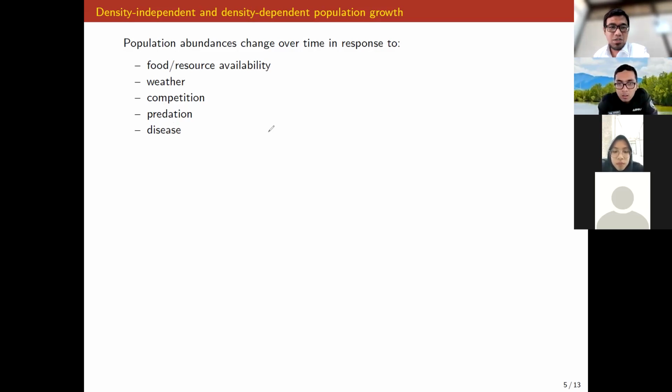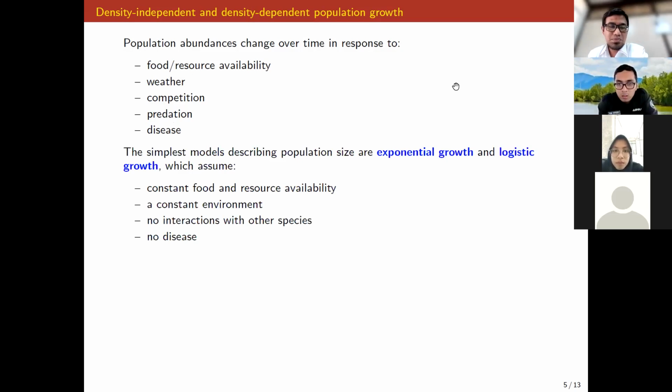Okay, we will include some factors. If we want to include all of them, of course we will have complicated models. So right now, let's start with the simplest models describing population size. They are exponential growth and logistic growth. So there are two fundamental models in population dynamics: exponential growth and logistic growth.